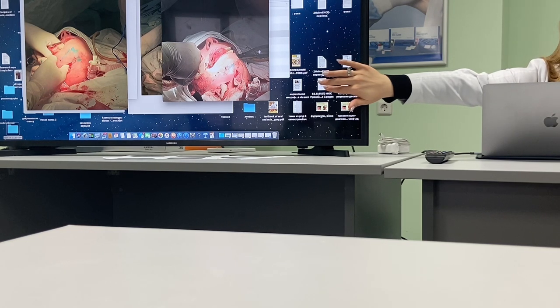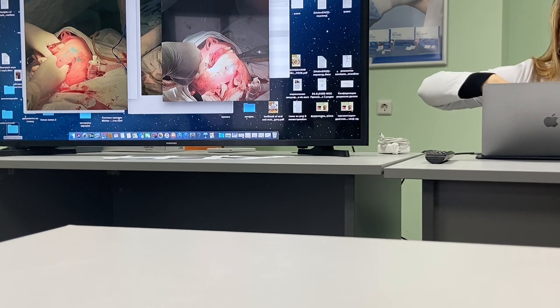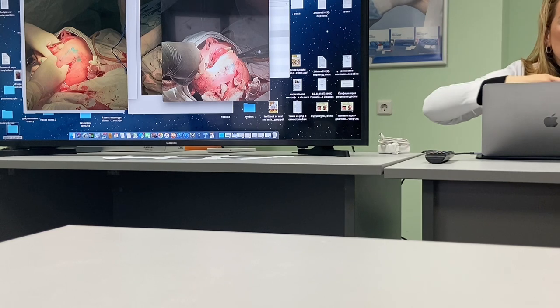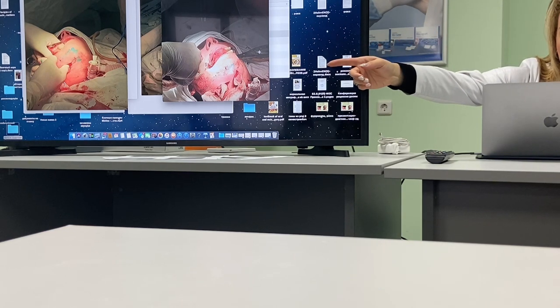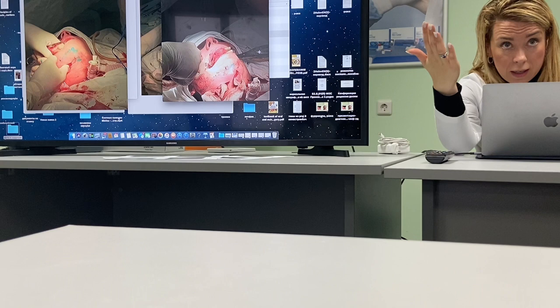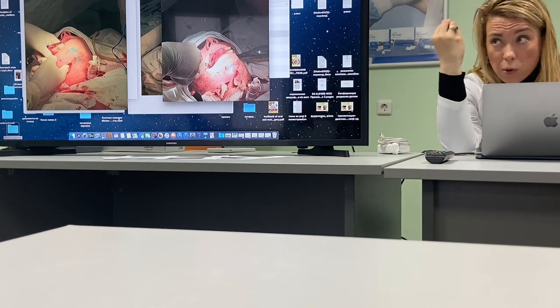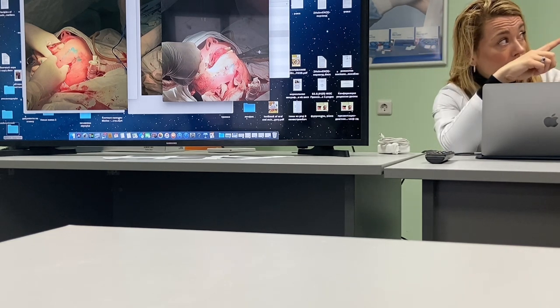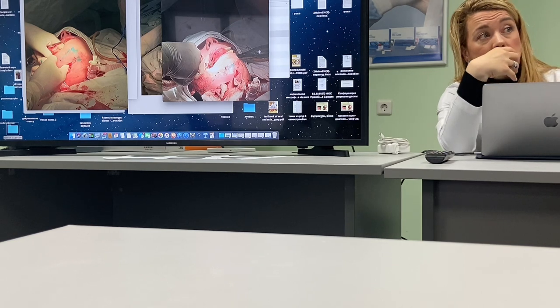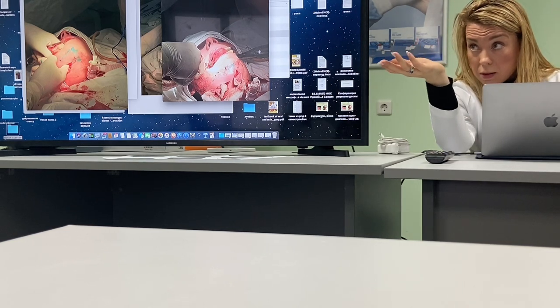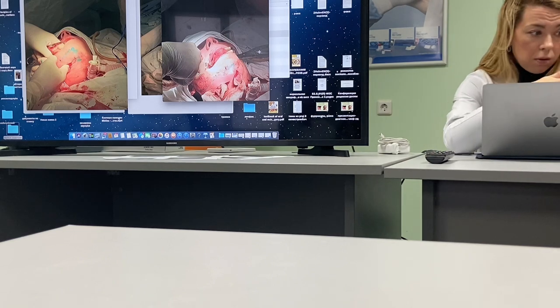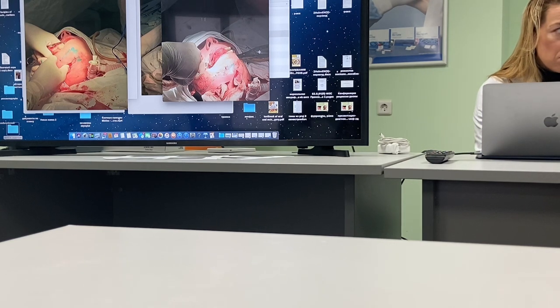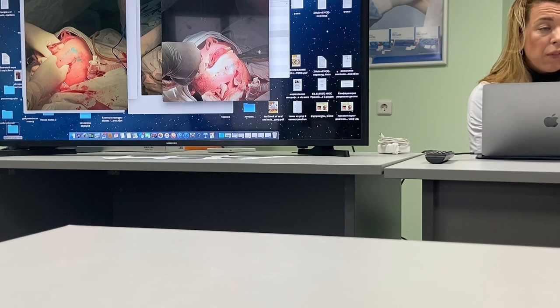Then, if the general condition normalizes, what can we do? We can take away the breathing tube if the patient can breathe. Yes, it depends, possible or not possible. How to understand it, possible or not possible? If it's a phlegmon of the floor of the mouth, the position of the tongue, we check it, yes? Then we check, of course, how the wound area looks after. It's very important.